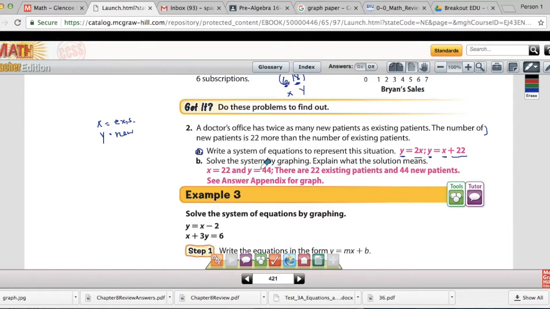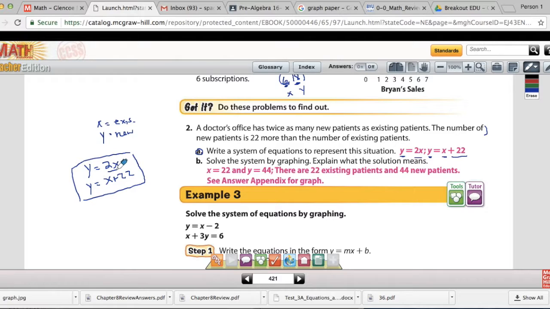Okay, now I don't have a piece of graph paper to go ahead and work this one out, so I'd like for you to try another strategy, which is not covered in this section, but you will also see it in a later section in our book. When we have y is equal to 2x and y is equal to x plus 22, another way to solve a system is by substitution.